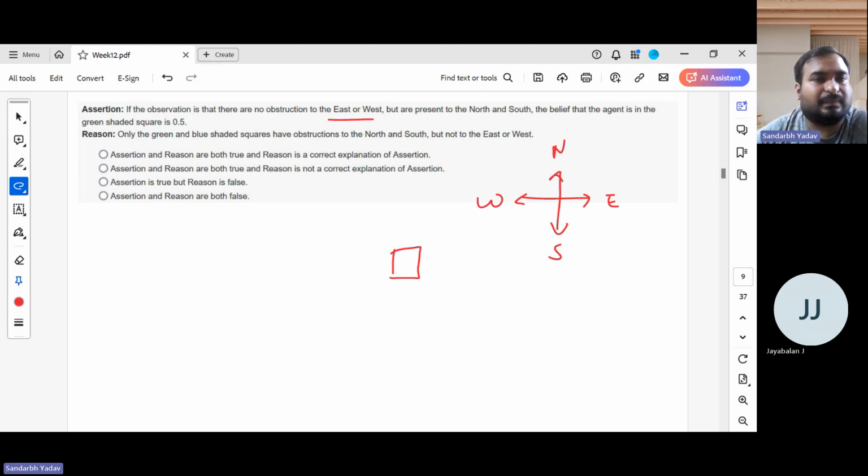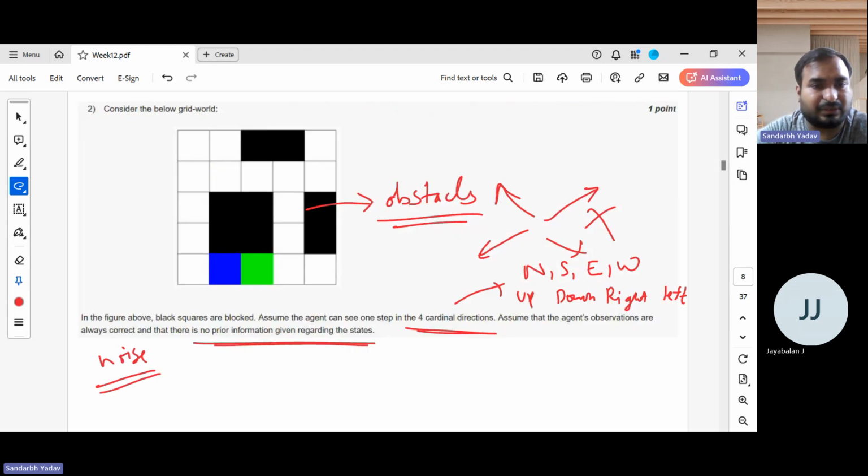So they are saying that there are no obstructions to the east or west, so horizontally there is no obstruction, but they are present to the north and south. So vertically there are obstructions both ways. The belief that the agent is in the green shaded square is 0.5. So is it like that the belief that the agent is in the green shaded square is 0.5?